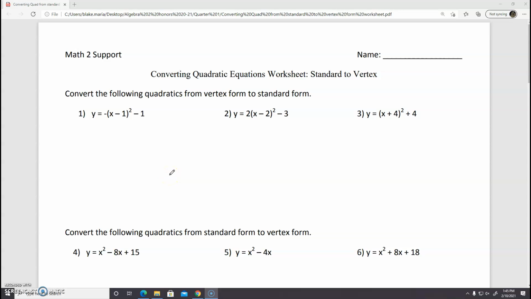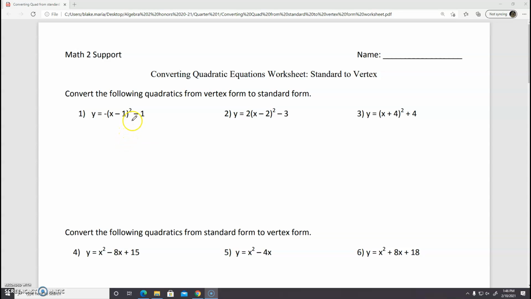All right, so today should be pretty quick. We've talked about the different forms of quadratics, but we kind of separated them. We did vertex form and being able to pull the vertex out of the equation, like here in these ones. It's opening down, it's a negative. The vertex is going to be 1, -1, and you can graph from there.